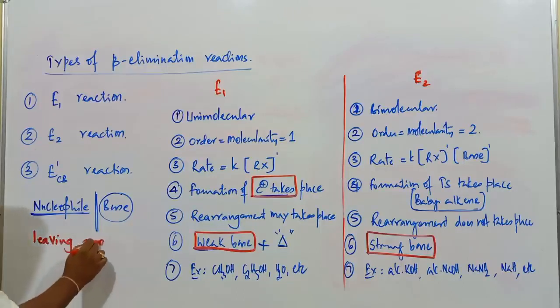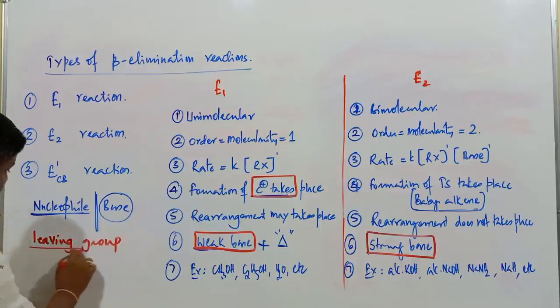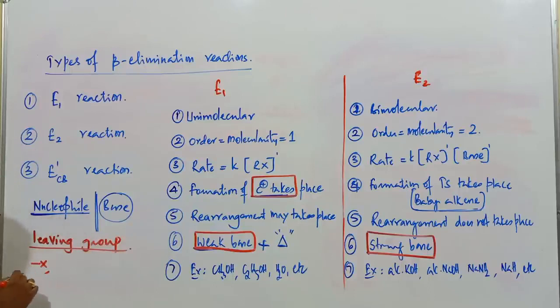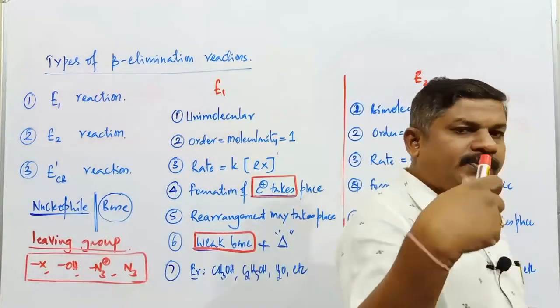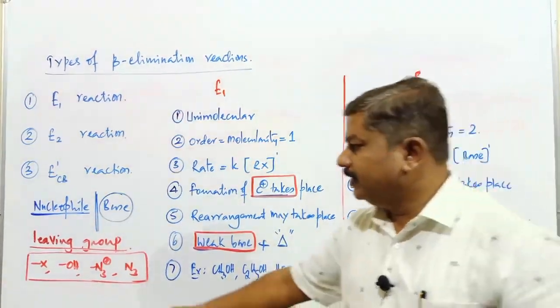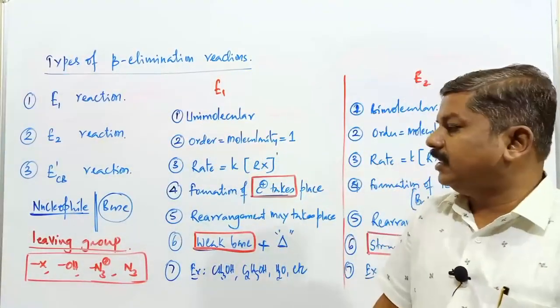Any particular molecule which consists of leaving groups such as halide, OH, next one, this is going to be what? N3 plus. Next one, it is going to be N3. Wherever such type of leaving groups are present, all these particular molecules containing such leaving groups undergo elimination reaction. It is not restricted to only alkyl halide. It is commonly observed in case of alkyl halides because these particular halogens are generally considered as better leaving groups.